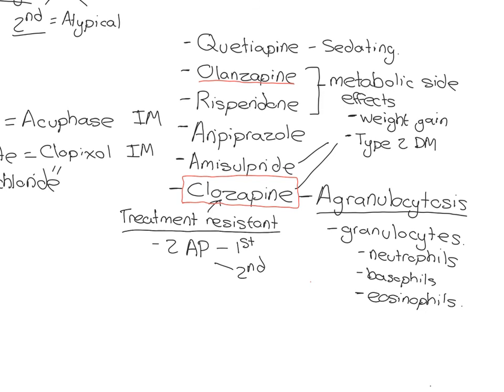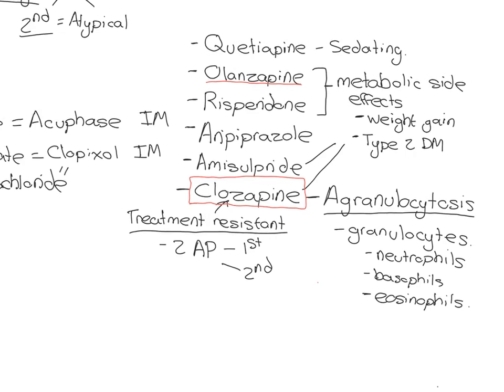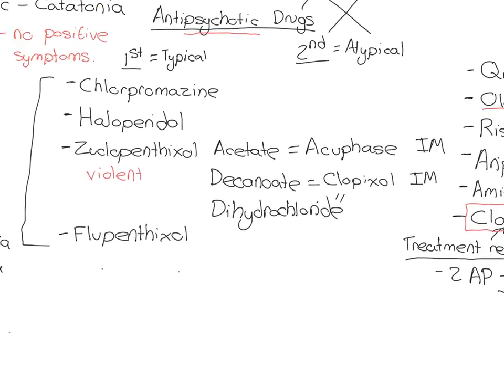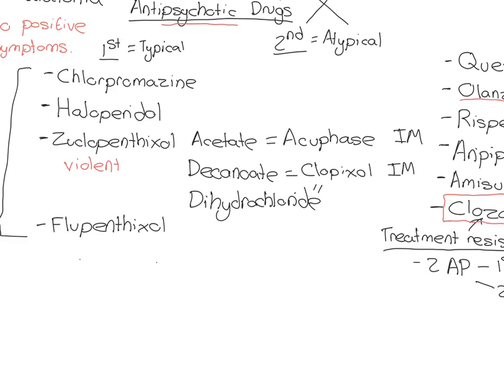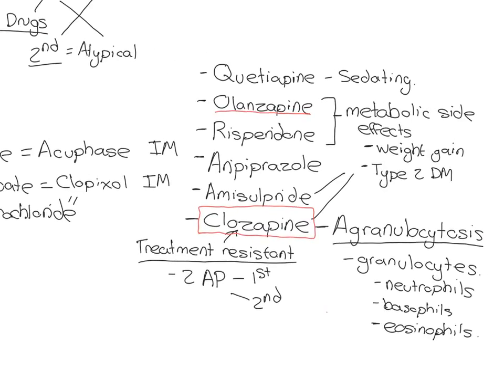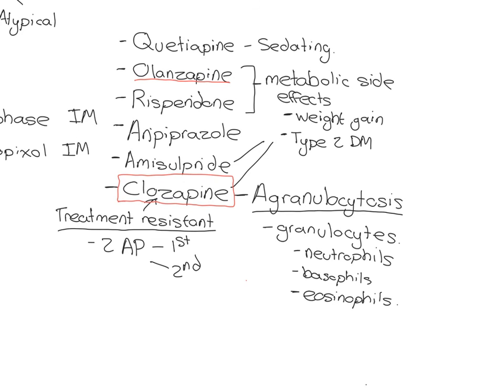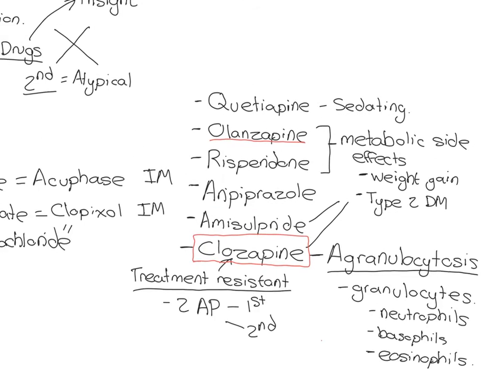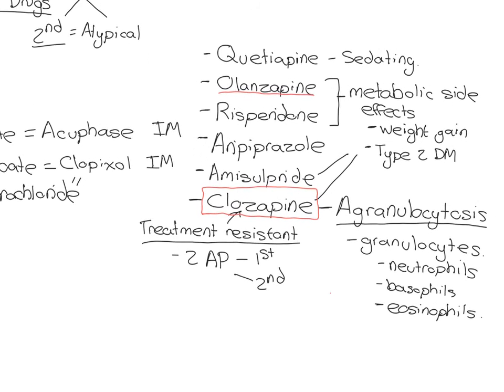Okay, right. So those are all the antipsychotic drugs that I want to go through. So we've been through 10 drugs there, more if you count the different forms of zuclopenthixol. So is there anything else I want to say about the different side effects? No, I think we've gone through all the different side effects for these different drugs. So I'll just summarize for the second generation antipsychotics. So we've been through these 6 different second generation antipsychotics: quetiapine, olanzapine, risperidone, aripiprazole, amisulpride, and clozapine.